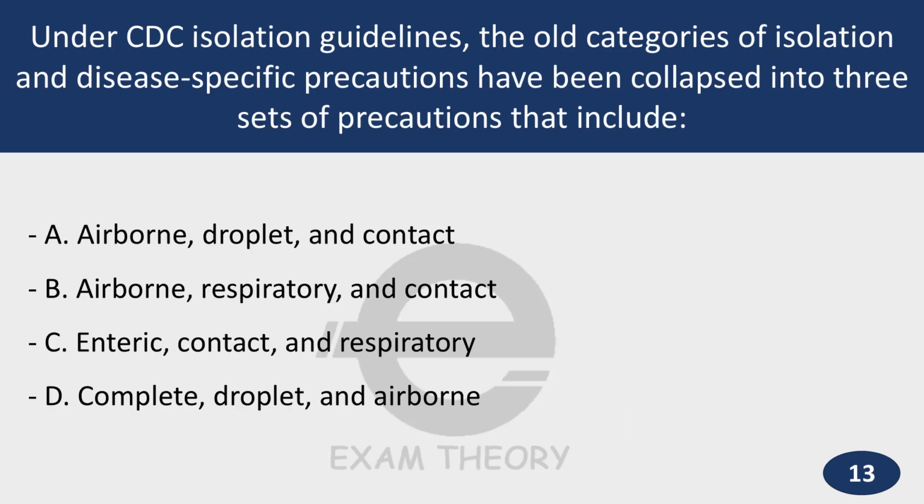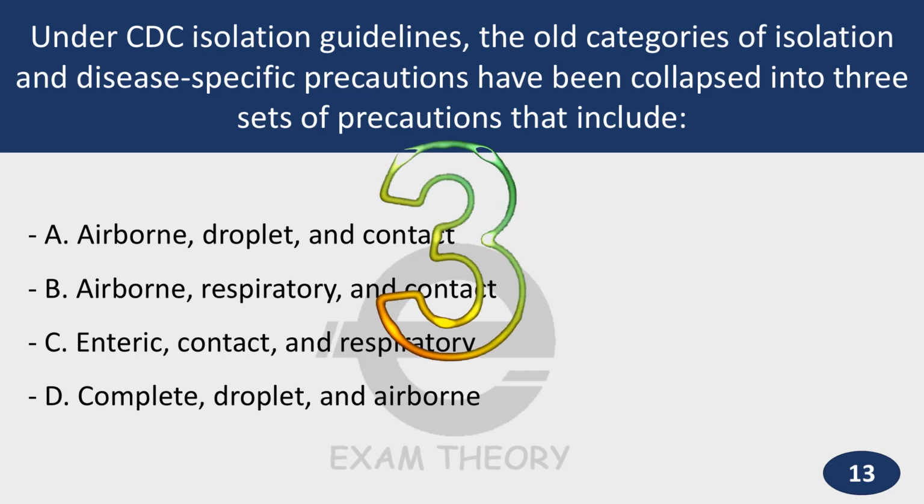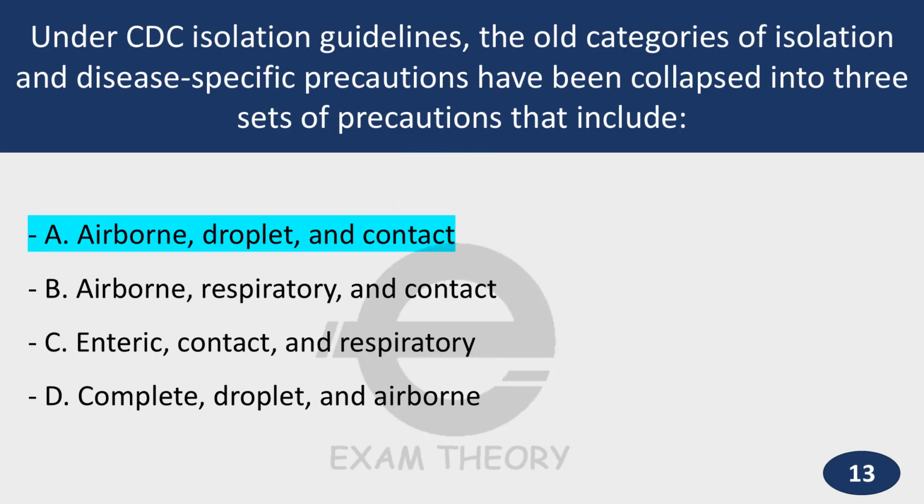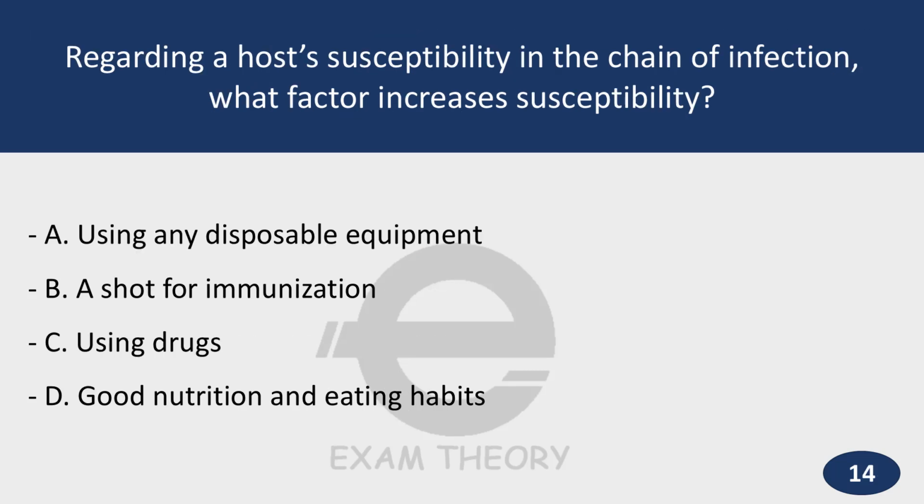Under CDC isolation guidelines, the old categories of isolation and disease-specific precautions have been collapsed into three sets of precautions that include: A. Airborne, droplet, and contact. B. Airborne, respiratory, and contact. C. Enteric, contact, and respiratory. D. Complete, droplet, and airborne. The correct answer is A. Airborne, droplet, and contact.